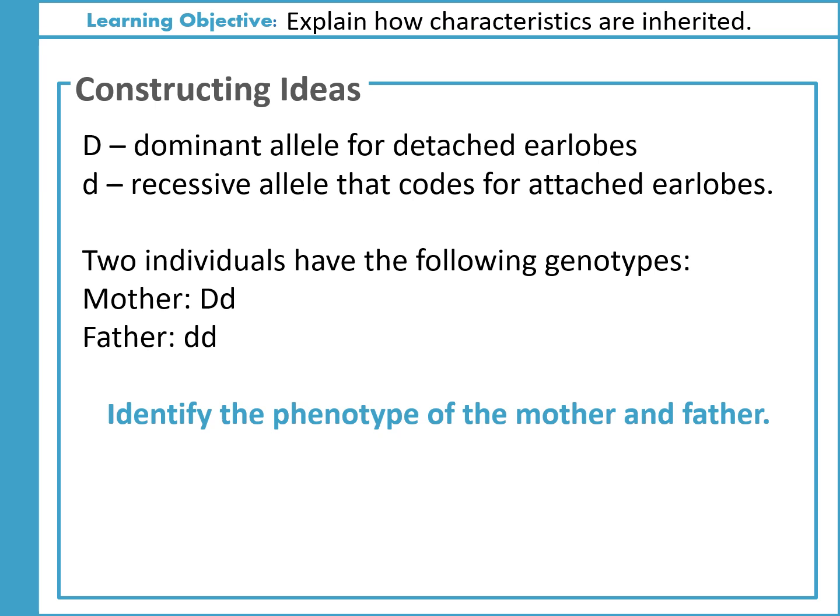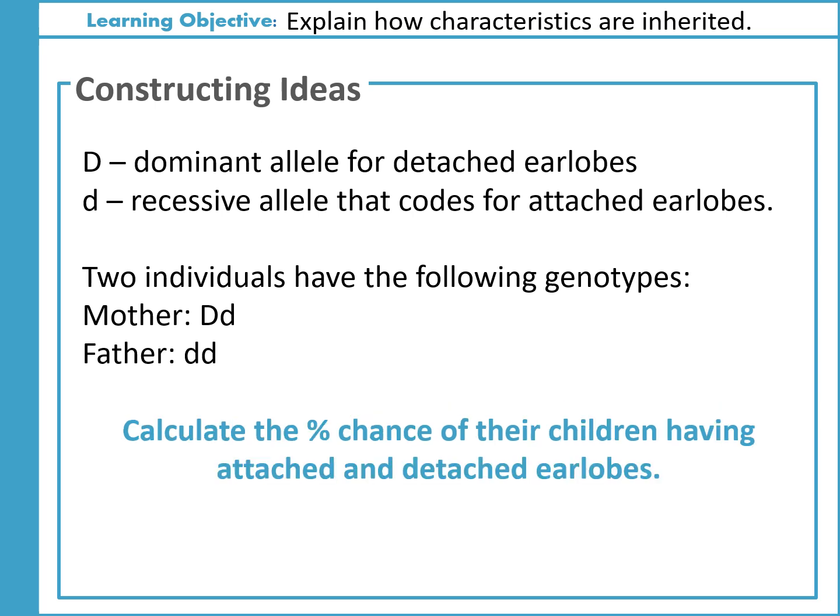Okay, so the mother carries the dominant allele, so that means she will have detached earlobes. The father is little d, so he does not carry the detached earlobe allele, therefore he must have attached earlobes. Okay, now we're going to think about calculating the chance of their children having attached or detached earlobes. So we're going to cross the two genotypes to give us an answer to that question.